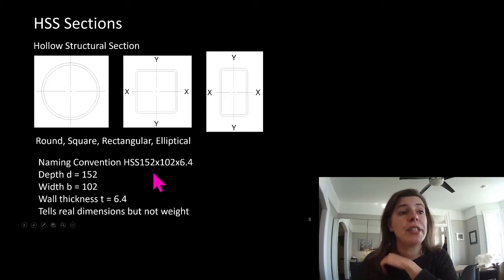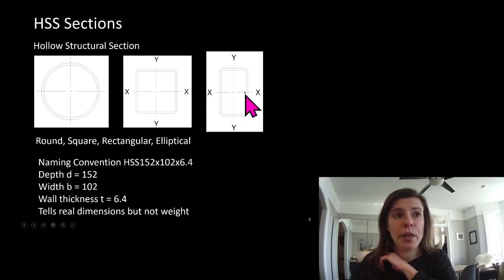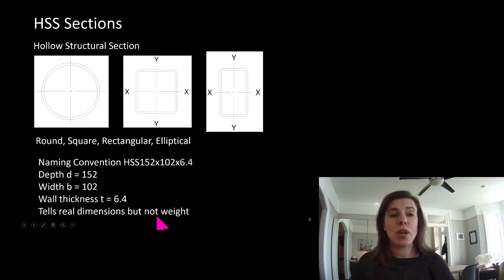So if we have an HSS 152 by 102 by 64, we are saying that it is actually 152 millimeters deep and actually 102 millimeters wide, and the steel that makes it is 64 or 6.4 millimeters thick. So we have all of our actual dimensions but not our weight. So that's something we'd have to go look up in the steel section property tables, which you have available to you.